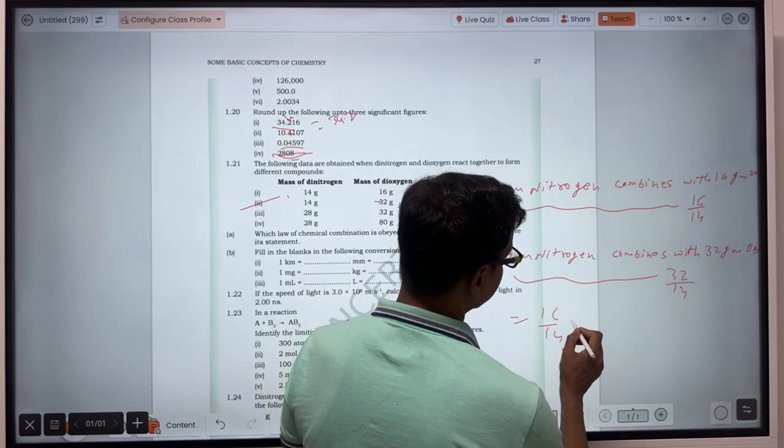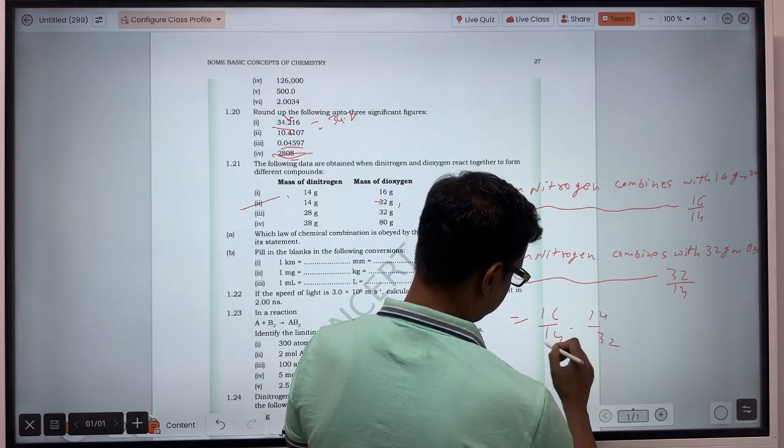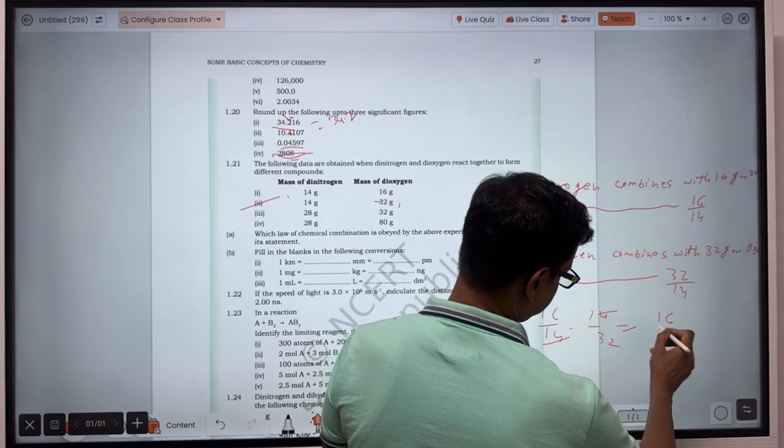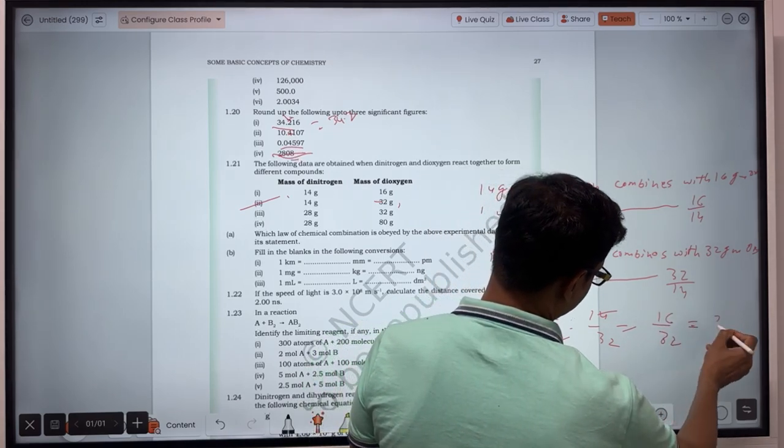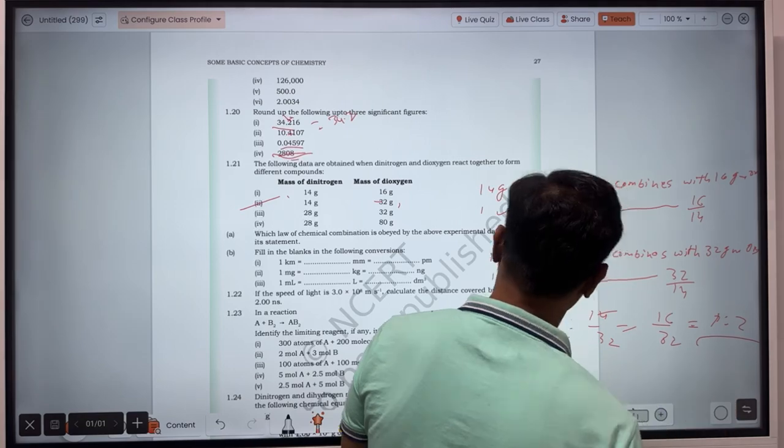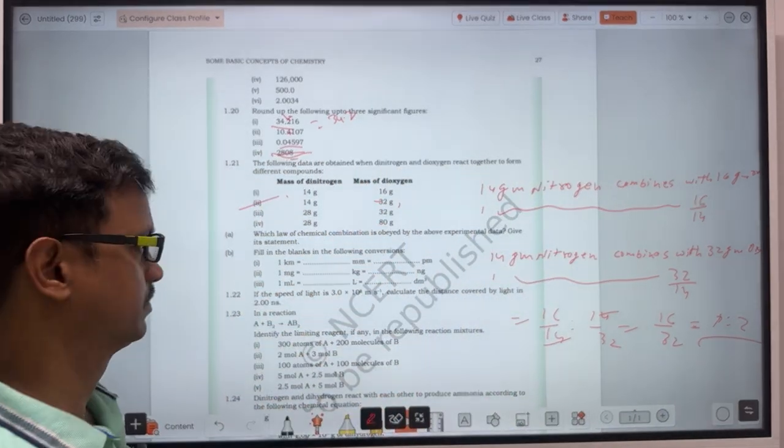So 16 upon 14 is to 32 upon 14. This 14 will get cancelled out. 16 to 32, that means 1 is to 2. So 1 is to 2, that is the law of multiple proportion.